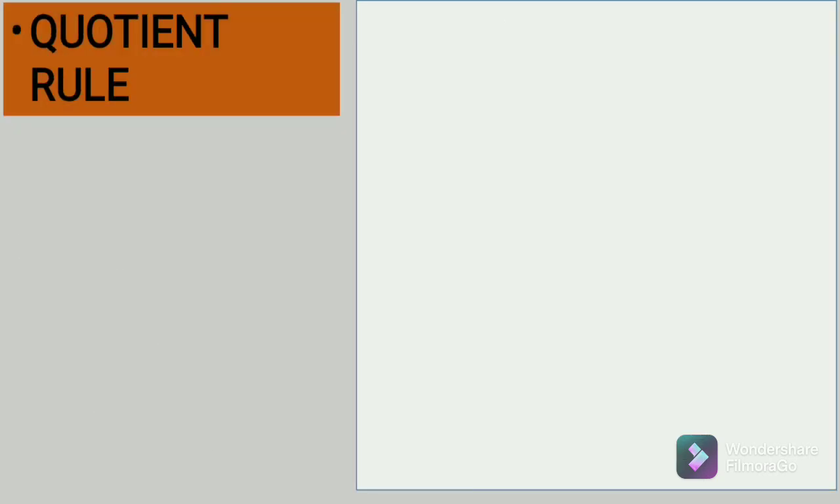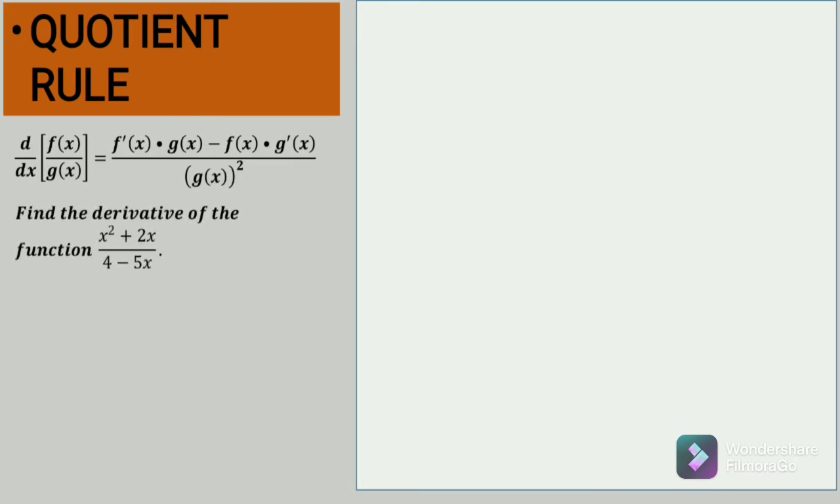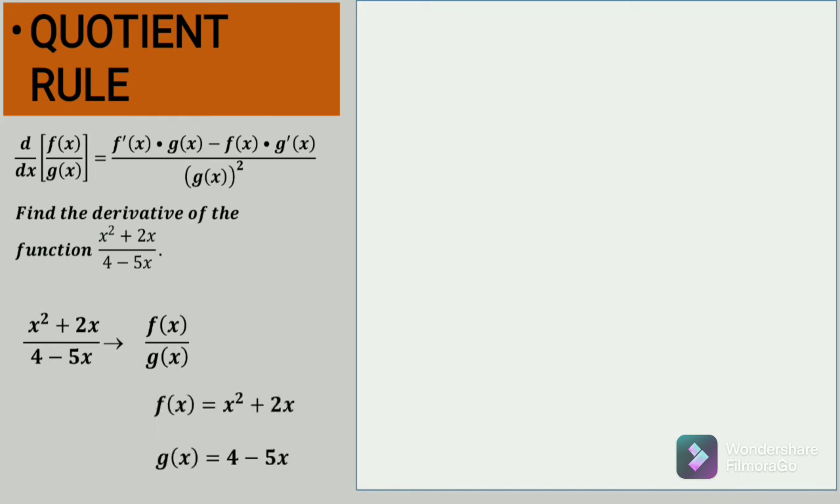And now let's use the quotient rule. Find the derivative of the function x squared plus 2x over 4 minus 5x. The given function is in the form of a fraction, f of x over g of x. F of x is x squared plus 2x, and our g of x is equal to 4 minus 5x. Then let's solve using the quotient rule formula.